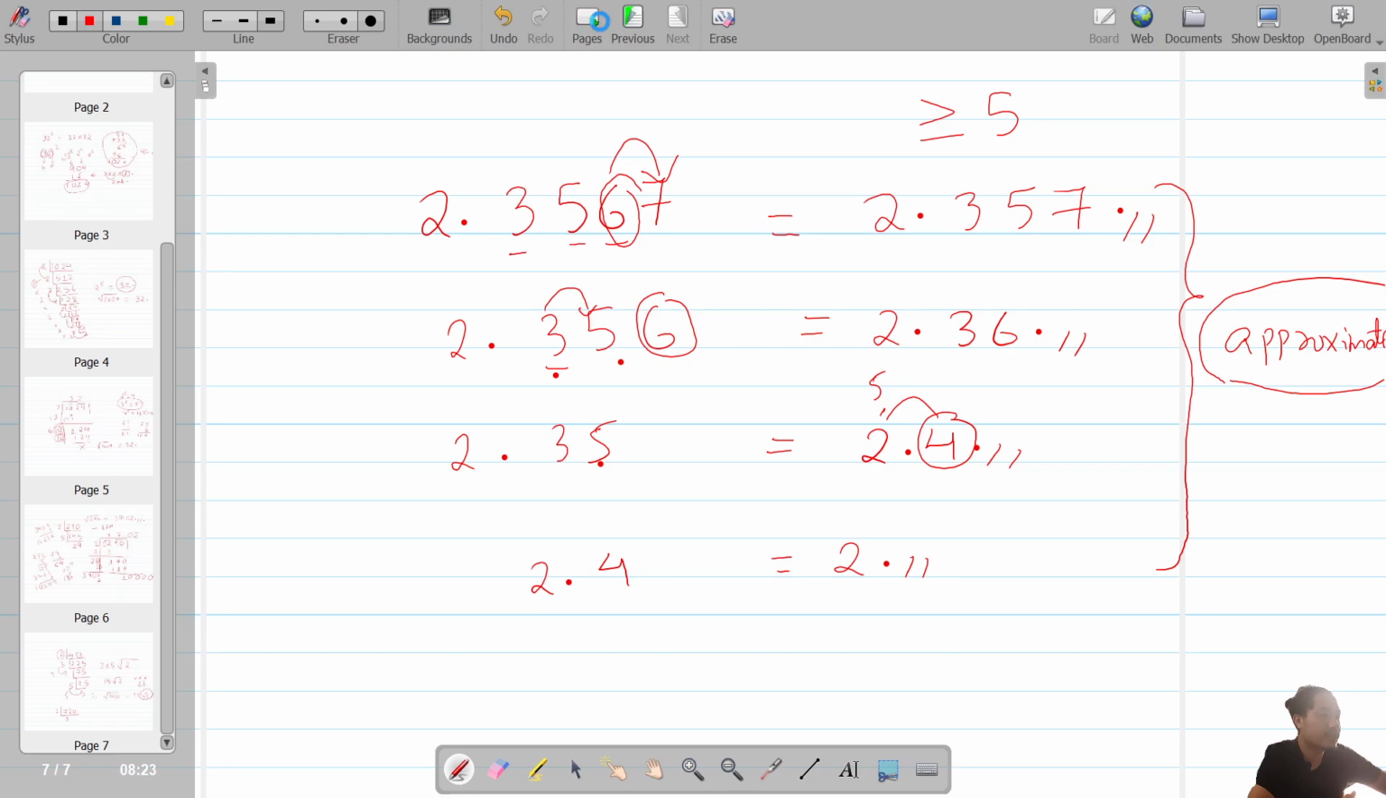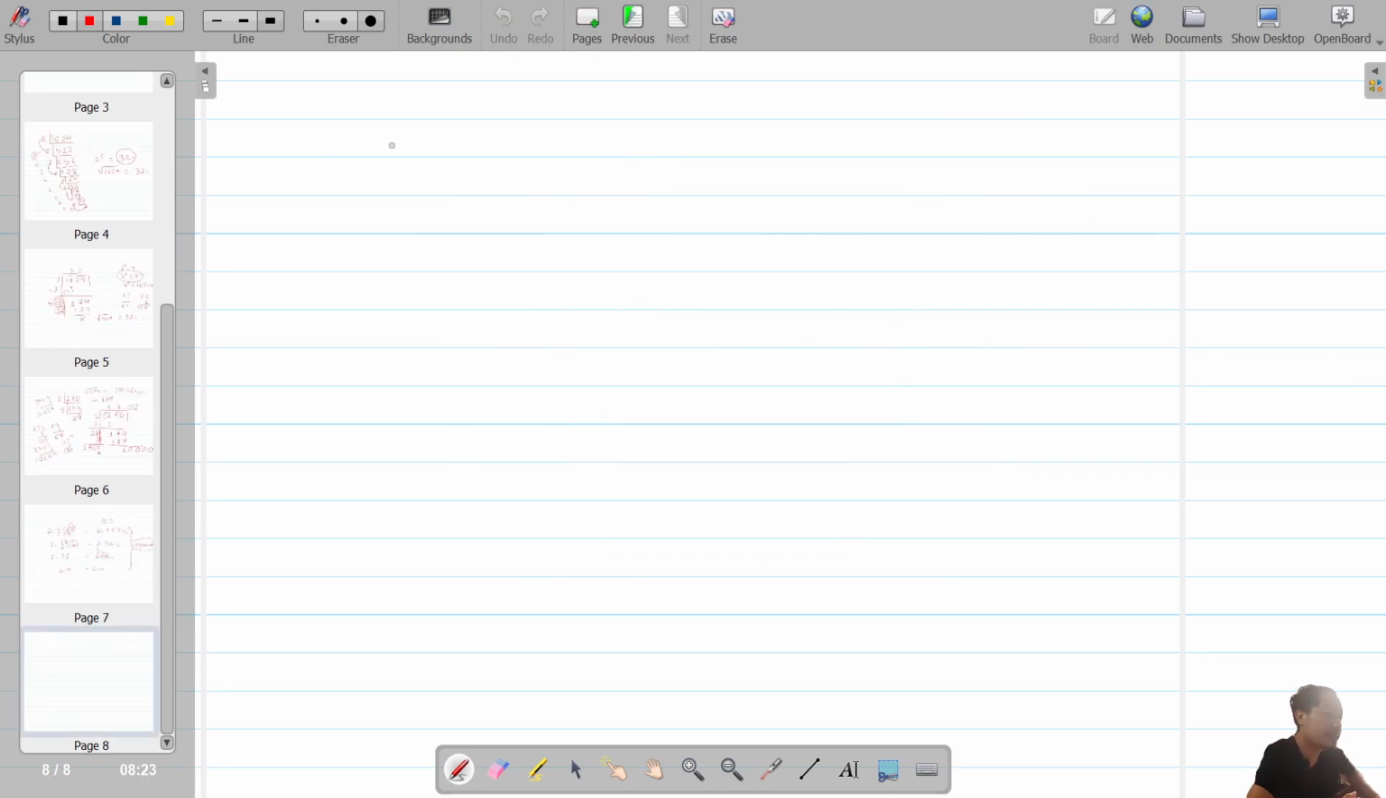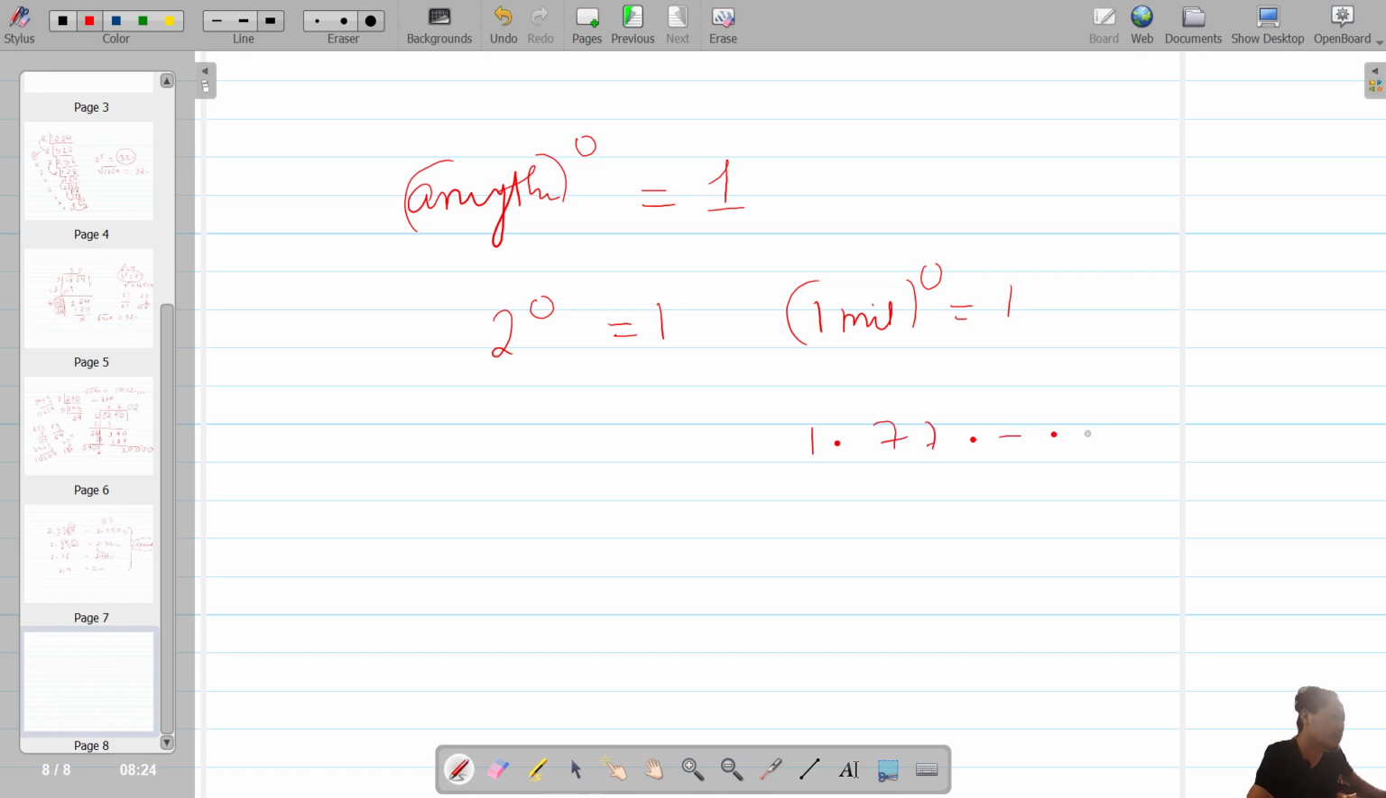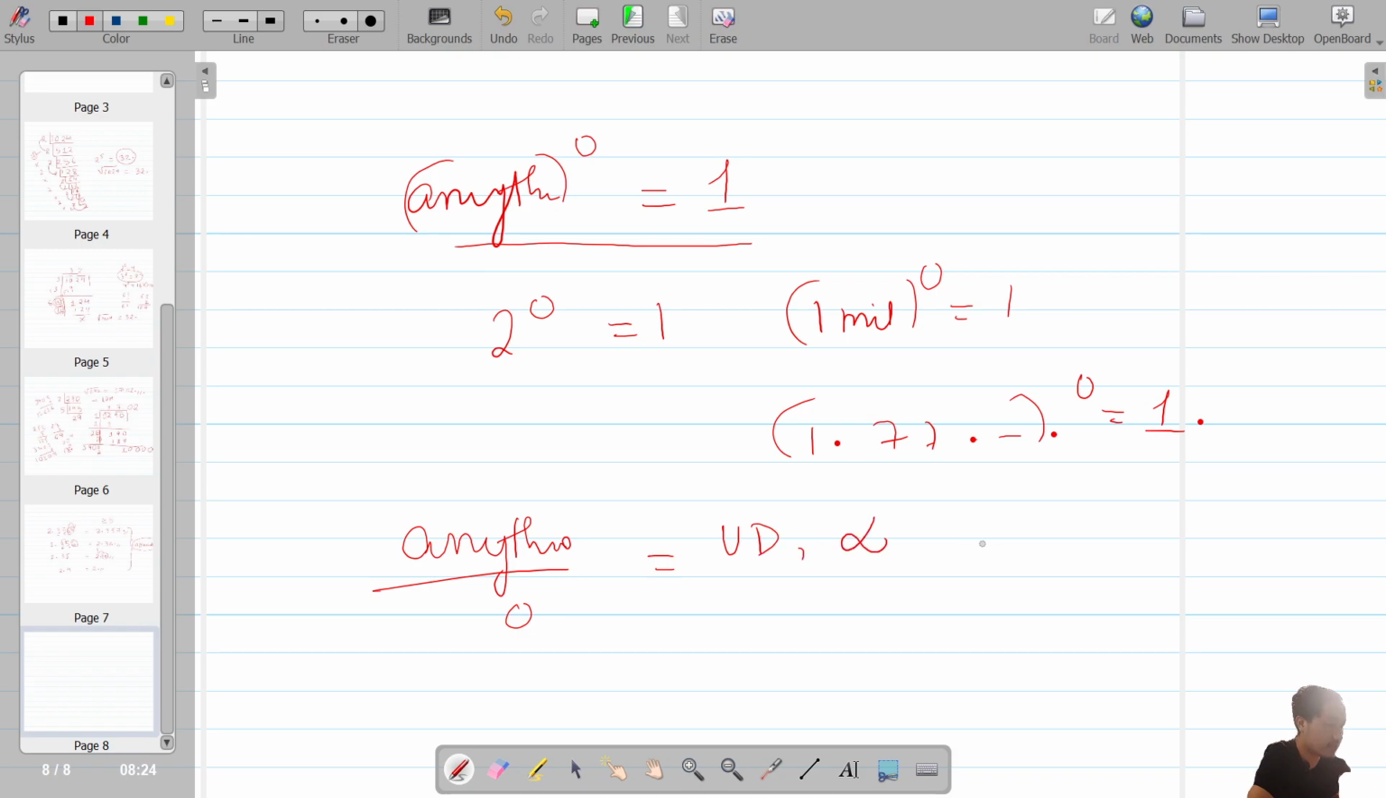Finally, we have done a few other miscellaneous properties like anything to the power 0 is 1. Which means that 2 to the power 0 is 1, 1 million to the power 0 is 1, 1.77777777 to the power 0 is still 1. Always remember this, anything to the power 0 is 1, as well as anything divided by 0 is either undefined, infinity, or none of the above if given in the option.